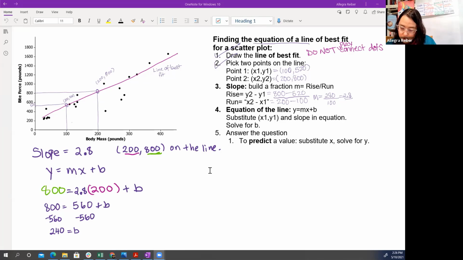So my final equation will be y equals the slope I found, which is 2 8/10. That represents the fact that in this example, as I calculated it, for every increase by 1 pound in the mass of these crocodiles, I was seeing an increase of 2 8/10 pounds of bite force. So 2 8/10 x plus my b at 240. So that's an equation.